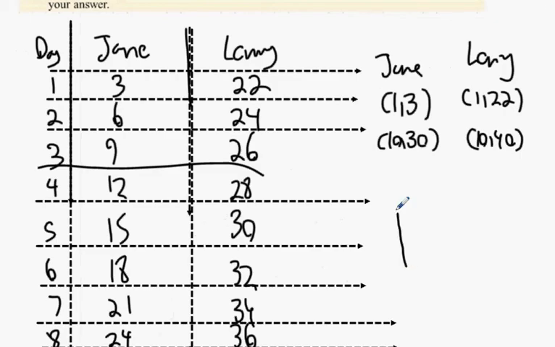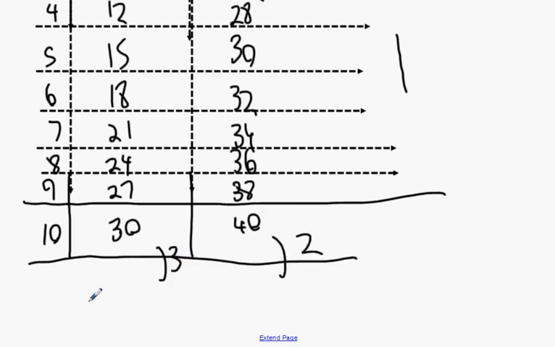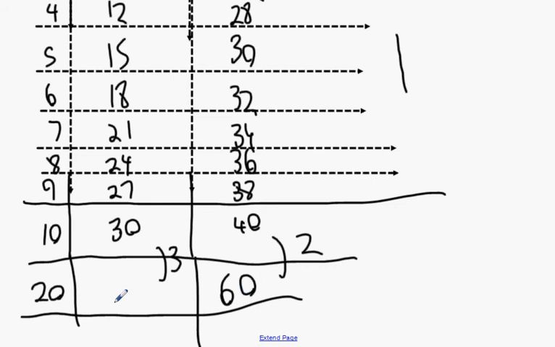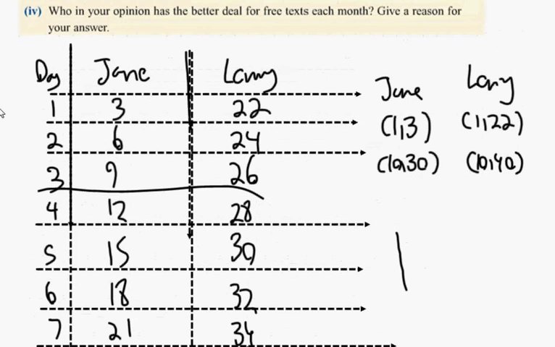The other way of doing this is, if you just kept counting all the way down. So you just keep adding on 3 to this one. You just keep adding on in 3s, and you just keep adding on in 2s. Then eventually by day 20, you'll find that they'll both arrive at 60 at the same point. So yeah. Okay?